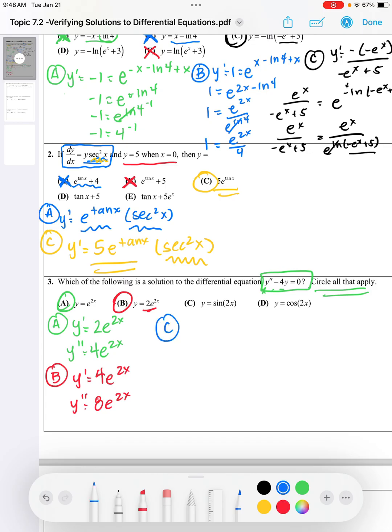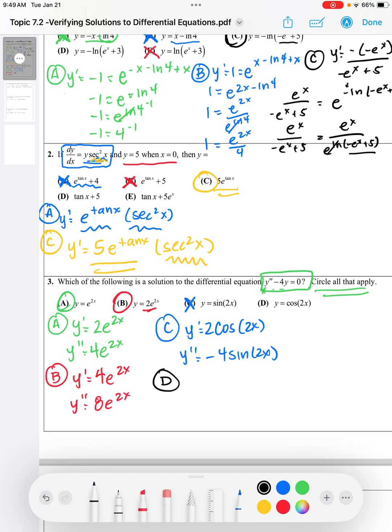Okay, let's move on to C. First derivative is going to end up being, derivative of sine is cosine of 2x times the derivative of the inside, which is going to be 2. And then my second derivative is going to end up being negative 4 sine of 2x. Now, if I take the second derivative and I subtract 4 of these, those will not cancel each other out, so that's not going to work.